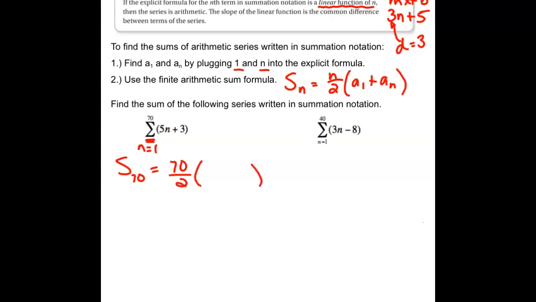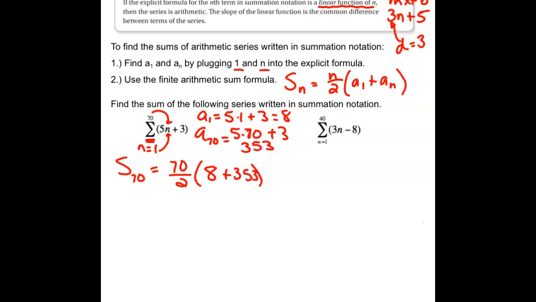So to figure out what to put in parentheses here, we need to figure out a sub 1 and a sub 70. All right, well, a sub 1 is simply what we get when we plug a 1 in. So 5 times 1 plus 3 would be 8. So my first number in my list would be 8. My last number is just what I get when I plug a 70 in. So my 70th number would be 5 times 70 plus 3. Well, 5 times 70 is 350. Add 3, we're at 353. So that goes in as my last number in my list.